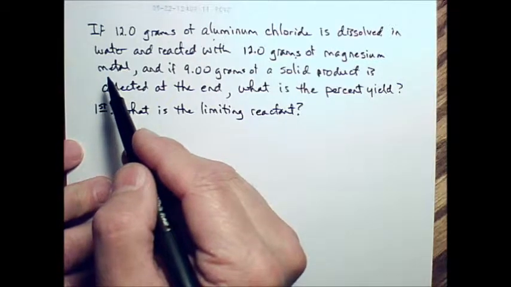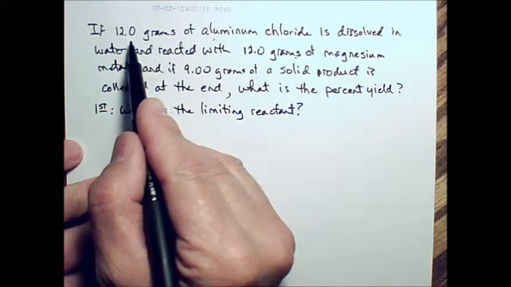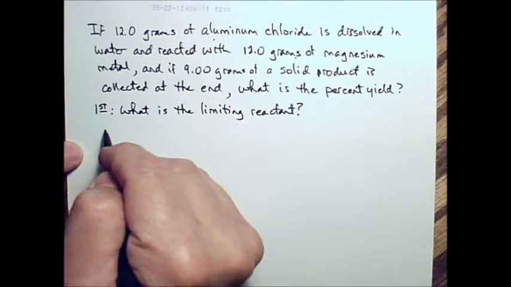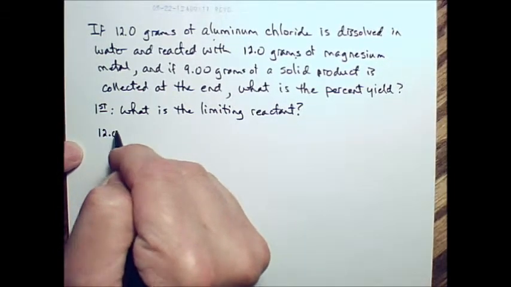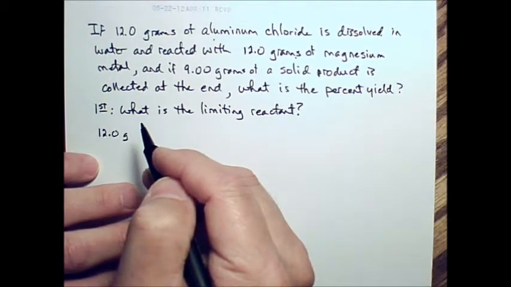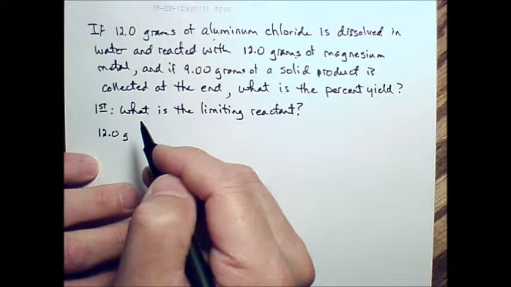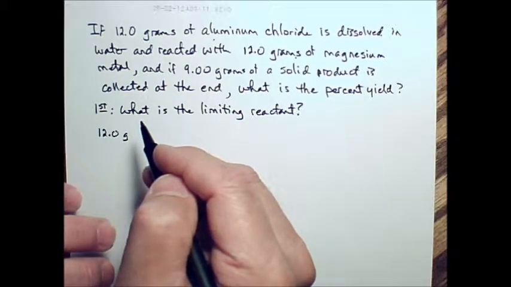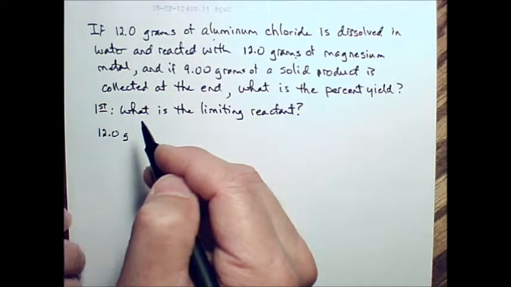Doesn't matter which of the two we start with. I'm just going to start with the first one that's listed here. I'm going to start with 12.0 grams of aluminum chloride. Now you have to be able to balance formulas. I'm not going to spend time going over balancing formulas right now because I wasn't asked to do that.